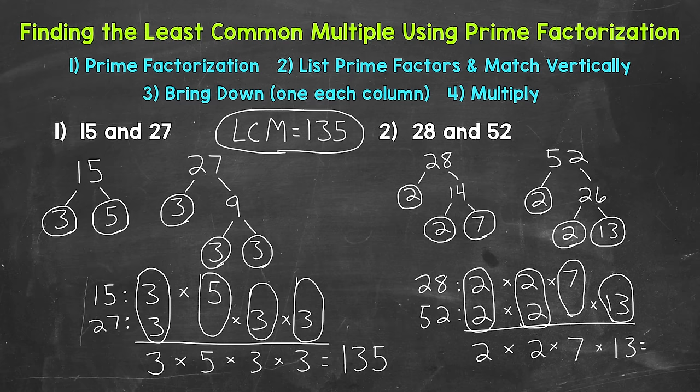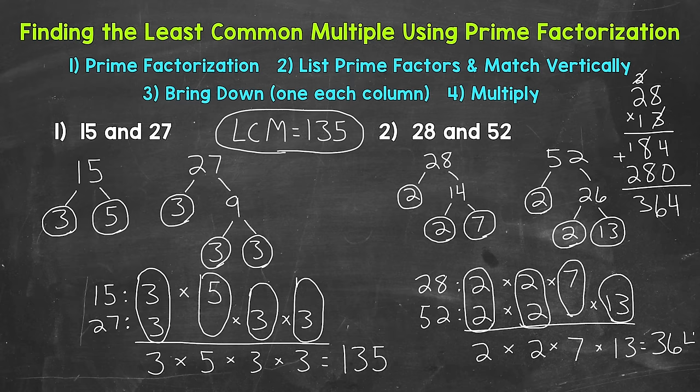We have 2 times 2, which is 4, times 7 is 28, times 13. Well, I'm not sure what 28 times 13 is, so let's come to the side here and multiply. 28 times 13. We will start with 3 times 8, which is 24. 3 times 2 is 6, plus 2 is 8. We are done here. And done here. We need a 0. Now we have 1 times 8, which is 8, and then 1 times 2 is 2. Let's add. 4 plus 0 is 4, 8 plus 8 is 16, and then 1 plus 2 is 3. So we get 364. So the least common multiple of 28 and 52 is 364.